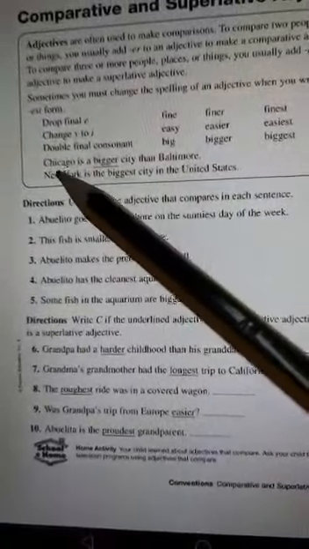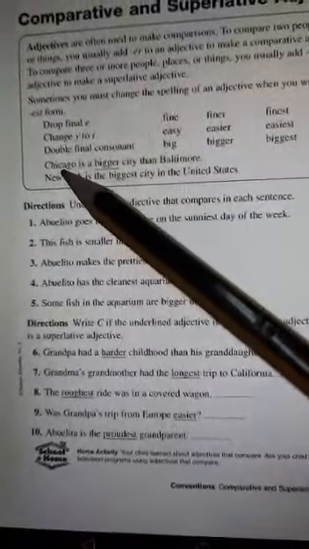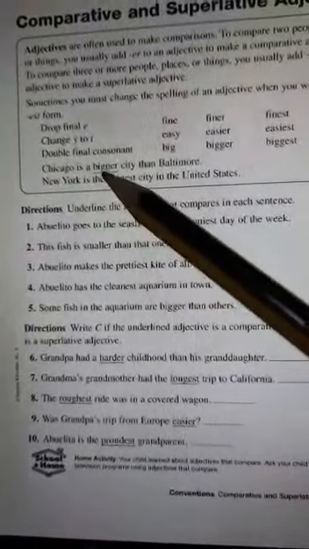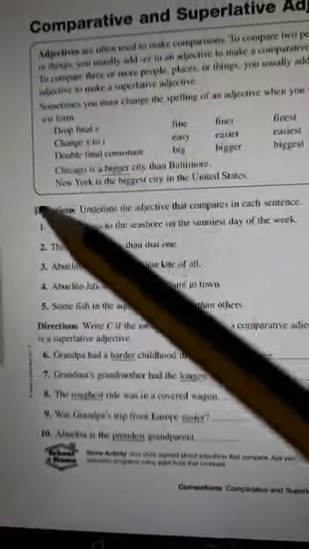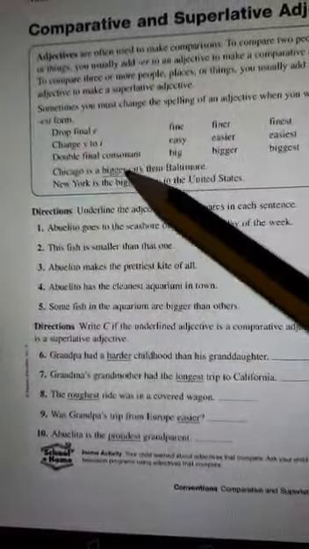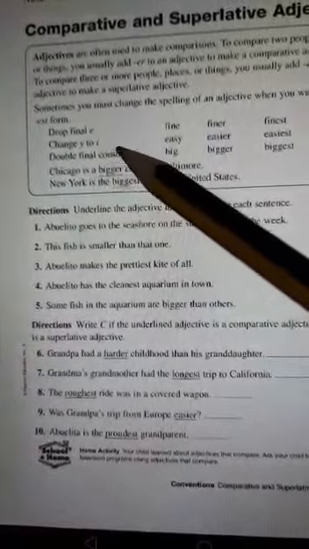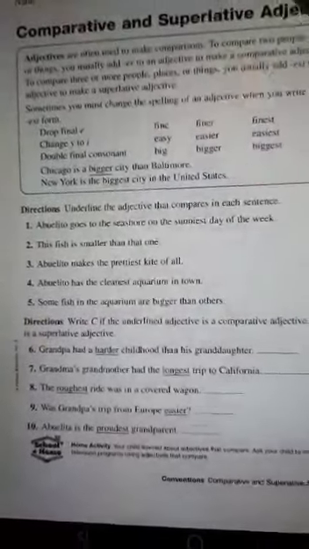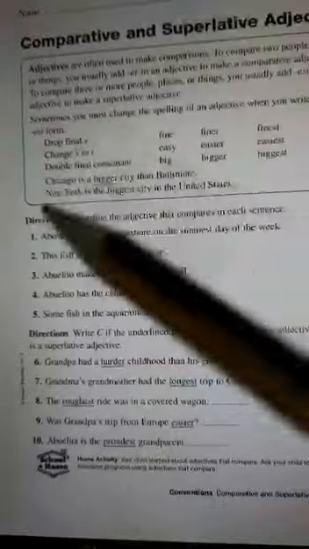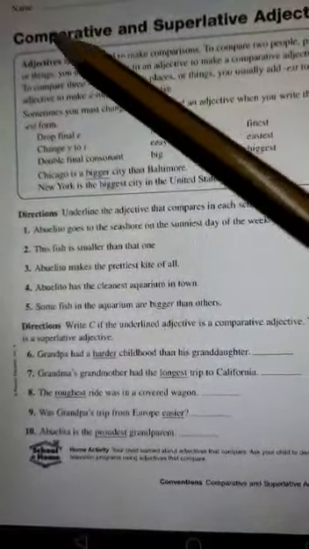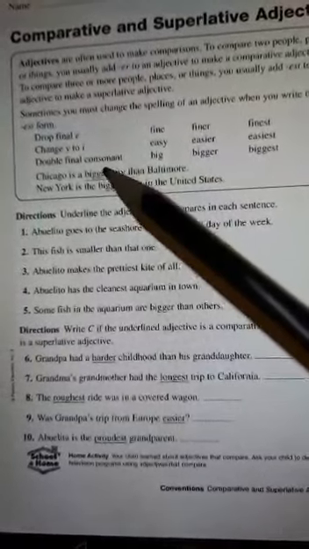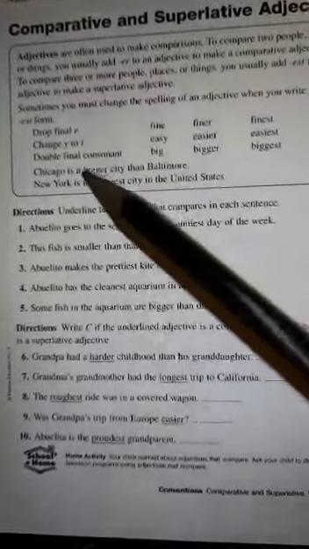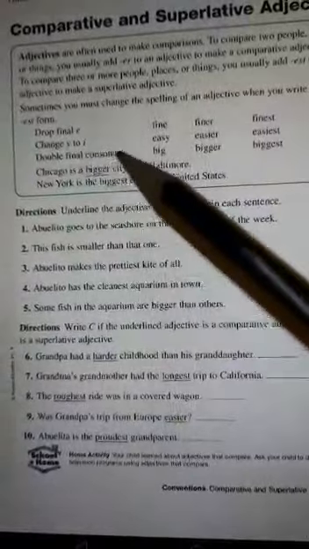Now here they give you examples, sentences. Chicago is a bigger city than Baltimore. So look carefully, what are they talking about? From using ER, is it a comparative or superlative adjective? No, this is comparative. We said comparative is to compare two things, two places, two people. So where are the people, places, things in the sentence?